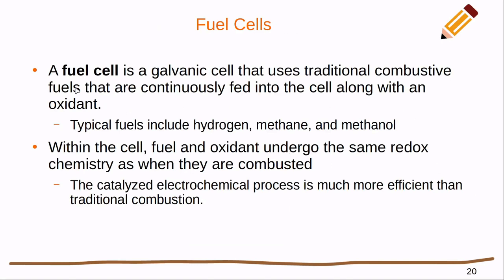All right. So finally, let's take a look at fuel cells. A fuel cell is a galvanic cell that uses traditional combustive fuels. All right. These fuels are continuously fed into the cell along with an oxidant. All right. Typical fuels include hydrogen, methane, and methanol, although methanol has been less successful than hydrogen or methane. Within a cell, fuel and oxidant undergo the same redox chemistry as when they're combusted. So we're doing the same kind of chemistry, we're getting the same kind of product as if we burnt it, but we don't actually burn it and then collect the heat or the work off of that. Okay? Instead, we're having an electrochemical process.